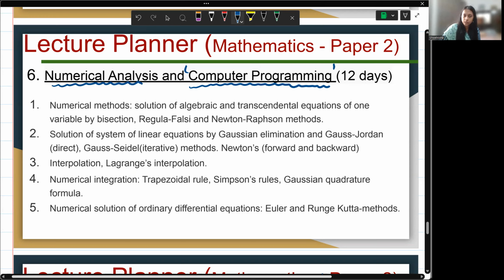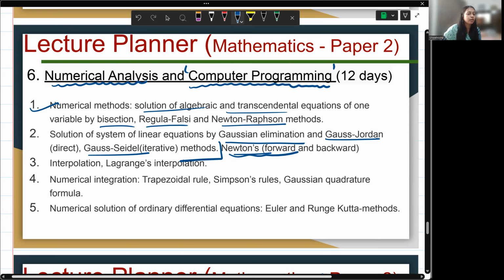Numerical analysis is another very easy subject. It includes solution of algebraic and transcendental equations of one variable by bisection, regula falsi, and Newton-Raphson method. Solution of system of linear equations by Gaussian elimination, Gauss-Jordan, Gauss-Seidel, and Newton's. That's it. Next, we have Newton's forward and backward tables that we make. Interpolation, Lagrange's interpolation, and then we have integration that includes trapezoidal rule, Simpson rule, Gaussian quadrature rule, and last is numerical solution of ordinary differential equations by Euler and Archimedes.